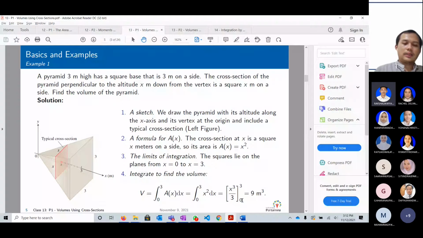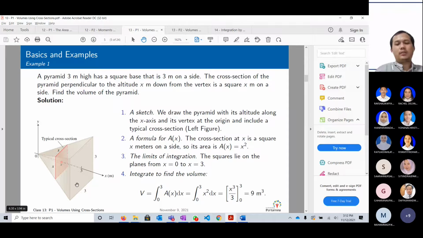So the steps are, first try to sketch the graph, the thing that you want to compute, and after that try the cross sectional area, ya.